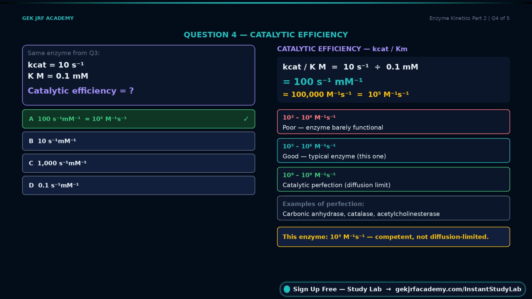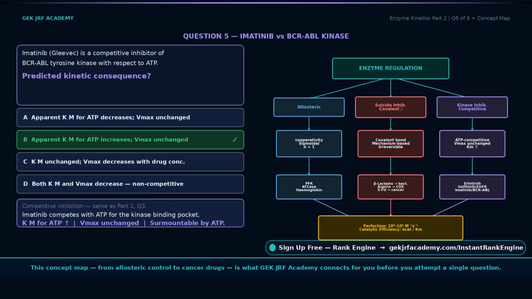The answer is A. For context, catalytic perfection is defined as 10 to the power 8 to 10 to the power 9 M-1 s-1. The diffusion limit. This enzyme, at 10 to the power 5, is competent but not diffusion-limited. Enzymes like carbonic anhydrase and catalase operate near diffusion-limited perfection. Question 5. And our clinical closer.